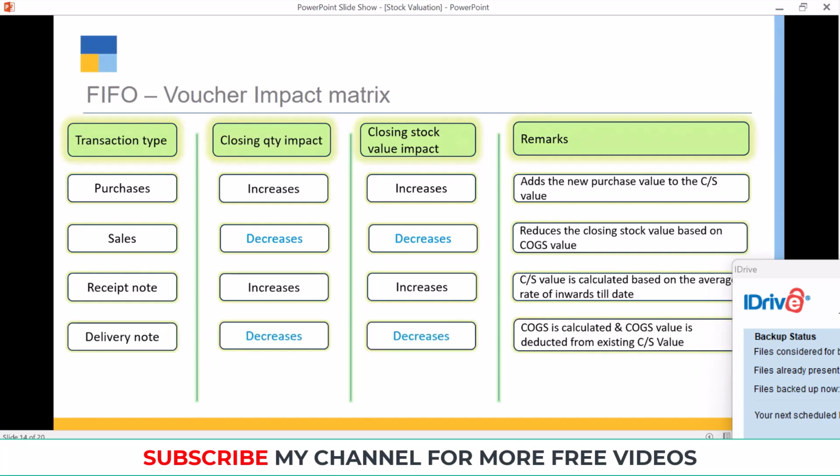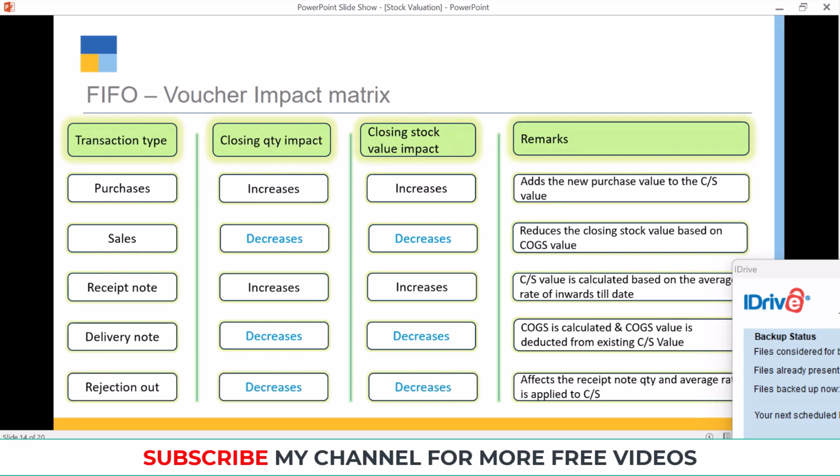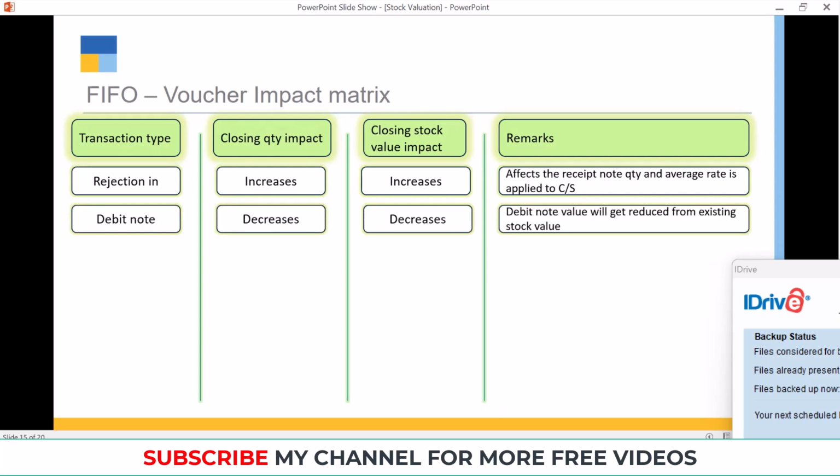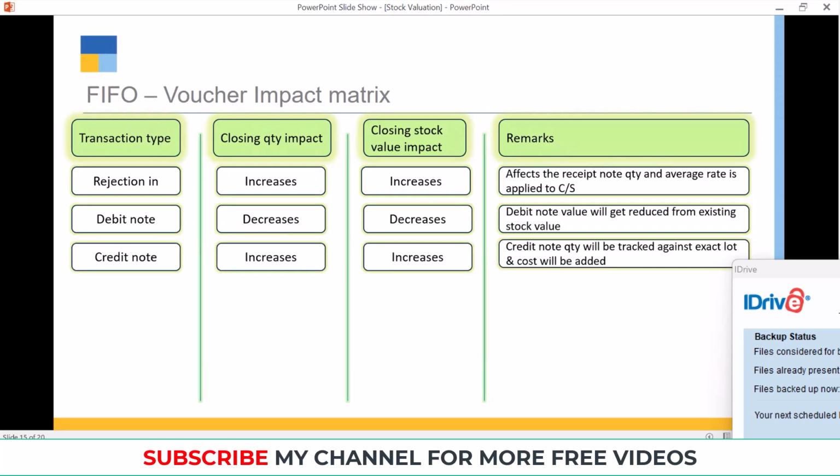Receipt note: the closing stock quantity increases as well as the value. In case of delivery note, the value is decreasing as well as the quantity. When we do any type of rejection out, the quantity decreases and even the value also decreases, because we are rejecting it. So it is going to take the average rate, whatever the latest rate in the stock item is. In case of FIFO, how does it work? In rejection in, the value is increasing along with the quantity. In debit note, it decreases.